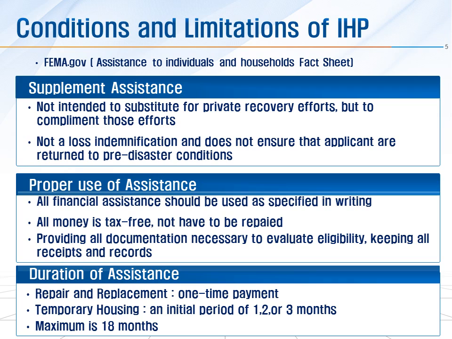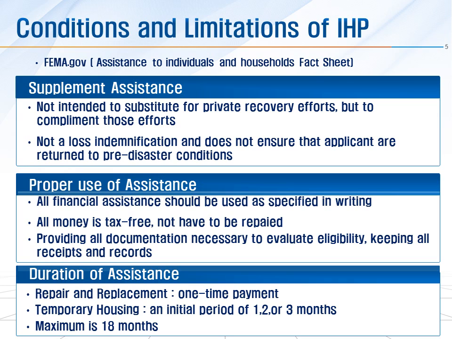Individual and household programs have specific conditions and limitations. I will explain several points about this. The first, settlement assistance. Disaster housing assistance is not intended to substitute for private recovery efforts, but to complement those efforts when needed.